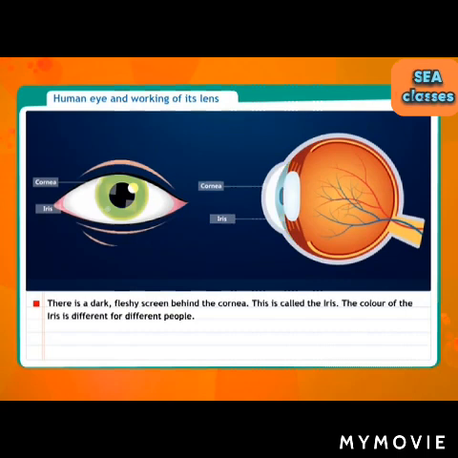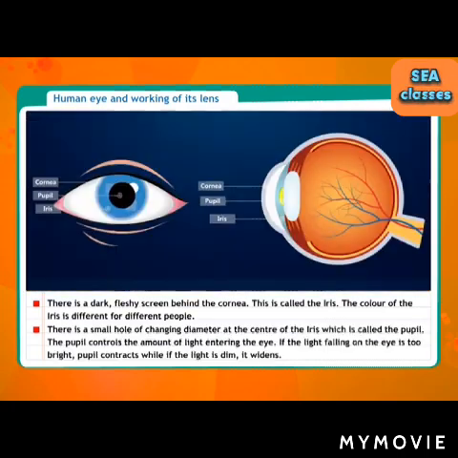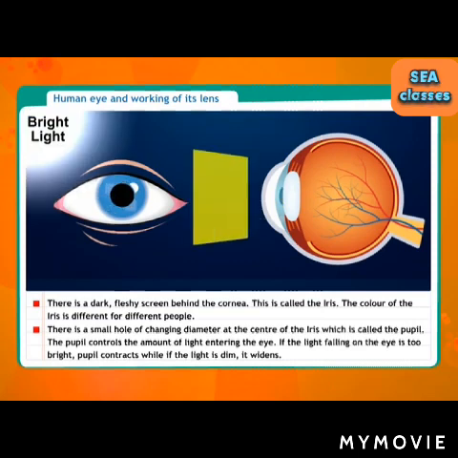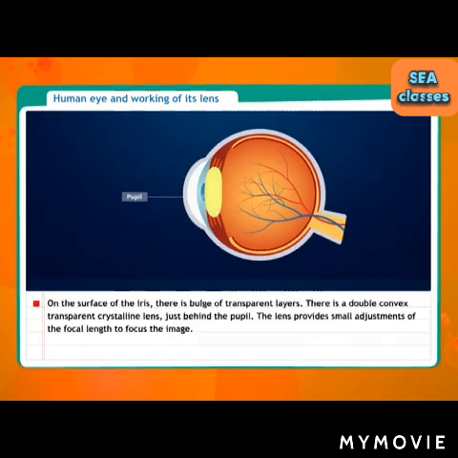There is a dark fleshy screen behind the cornea. This is called the iris. The color of the iris is different for different people. There is a small hole of changing diameter at the center of the iris, which is called the pupil. The pupil controls the amount of light entering the eye. If the light falling on the eye is too bright, pupil contracts, while if the light is dim, it widens.